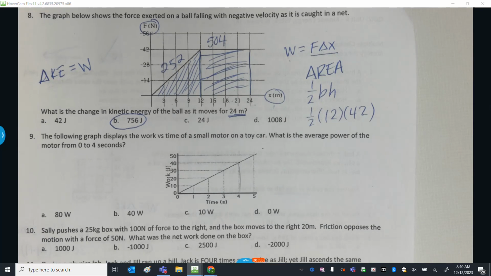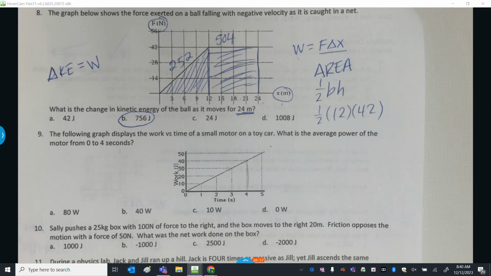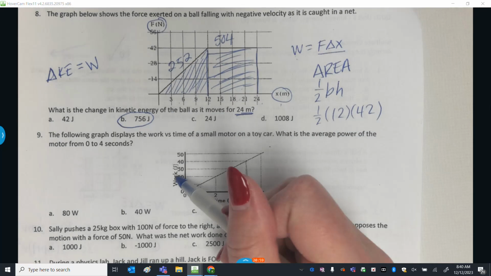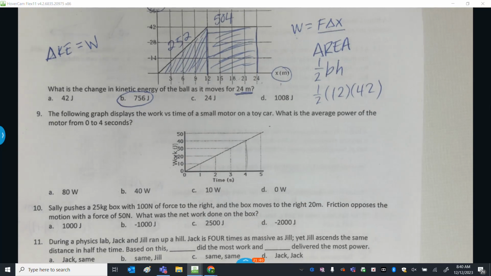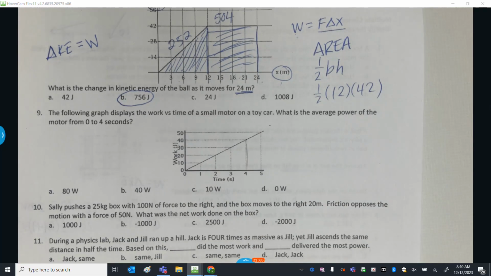All right, number 9 on Form A has a different type of graph. This is a work time graph. The question says, the following graph displays the work versus time of a small motor on a toy car. What is the average power of the motor from 0 to 4 seconds?